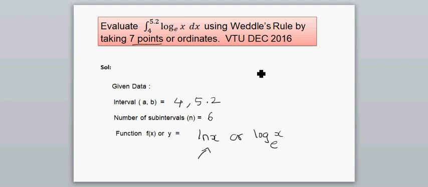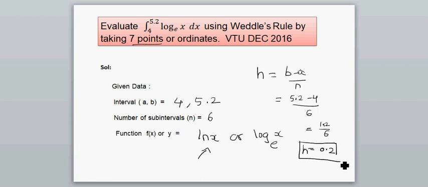The step size calculation is the same in this process also. h is equal to (b minus a) divided by n. So when you substitute the values, 5.2 minus 4 divided by the 6 subintervals we have, you will get 1.2 by 6, and further simplification will give you the step size as 0.2. This is the step size h.